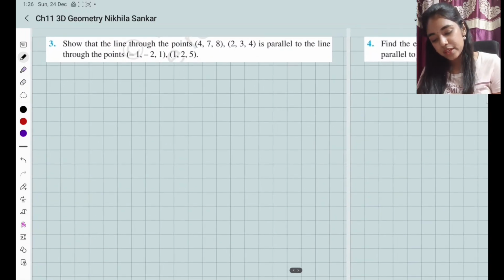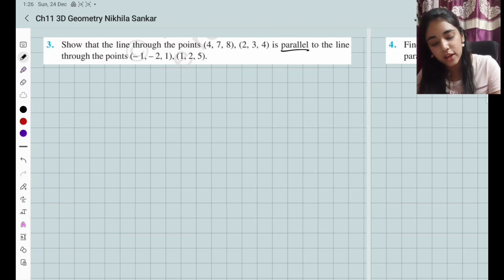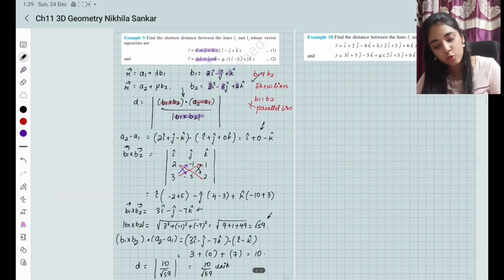Question number 3. Show that the line through the points (4, 7, 8) and (2, 3, 4) is parallel. So far we have seen perpendicular. What does parallel mean? It is going to be A1 by A2 equals B1 by B2 equals C1 by C2. This is what we have to prove from the formula.